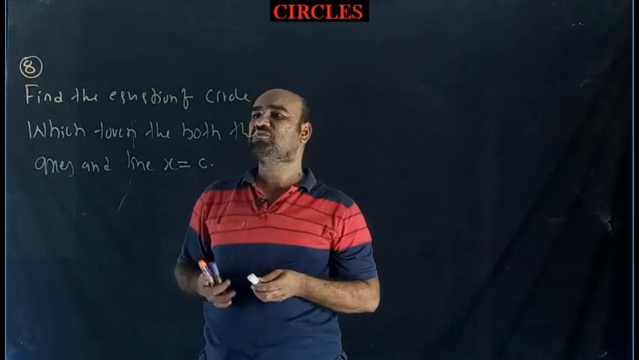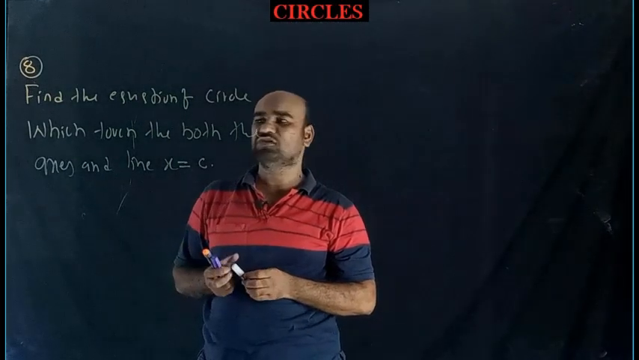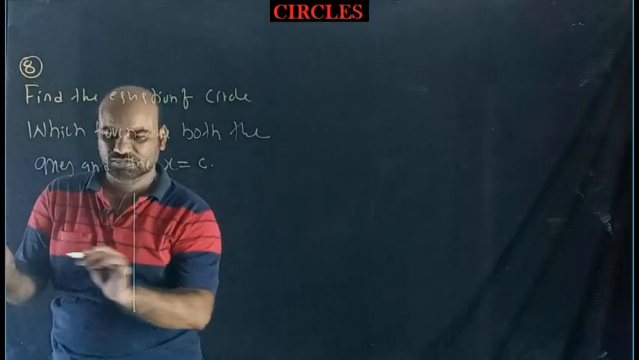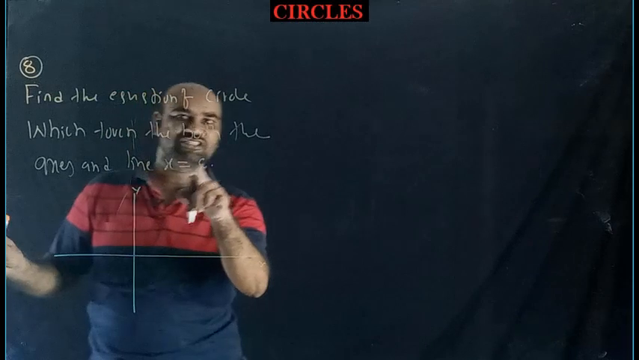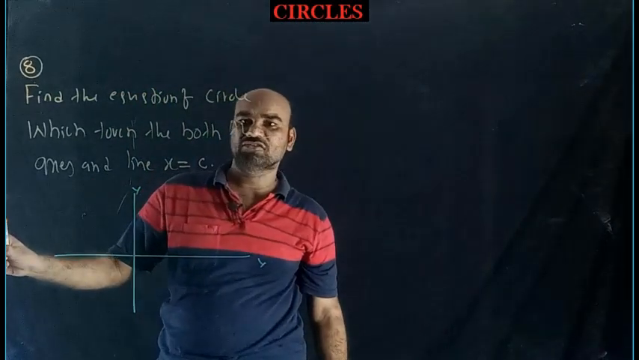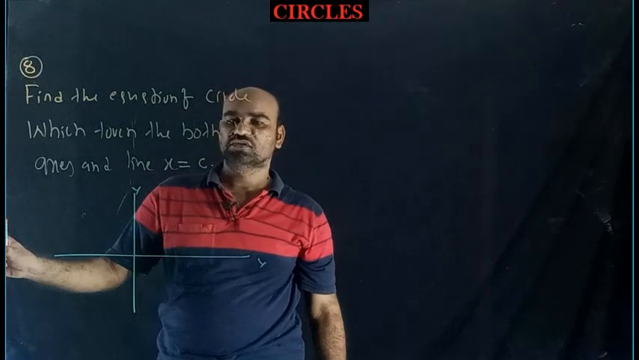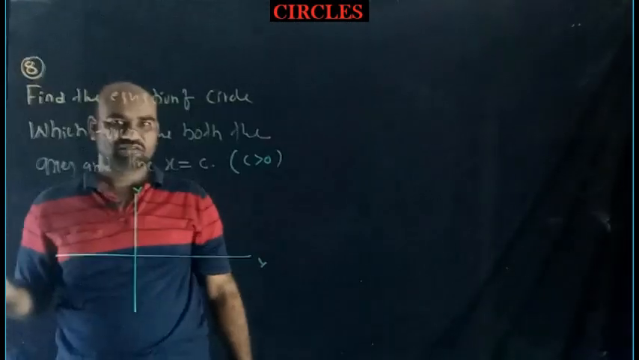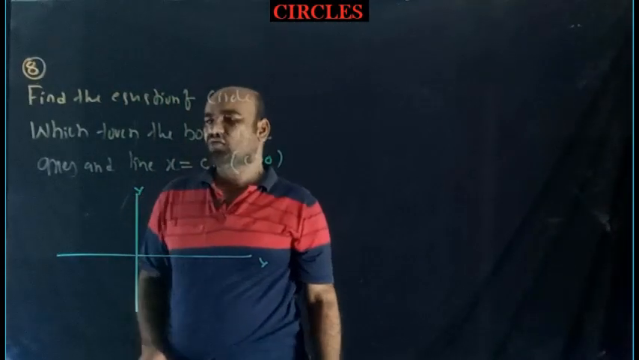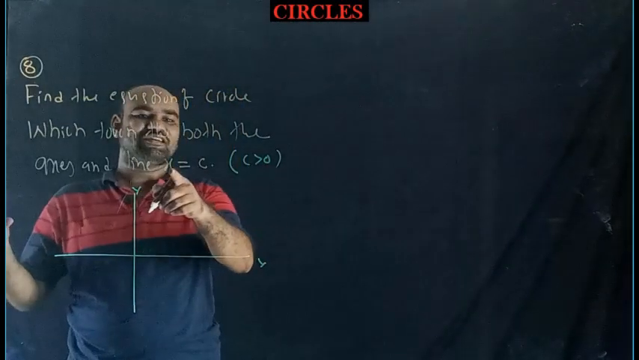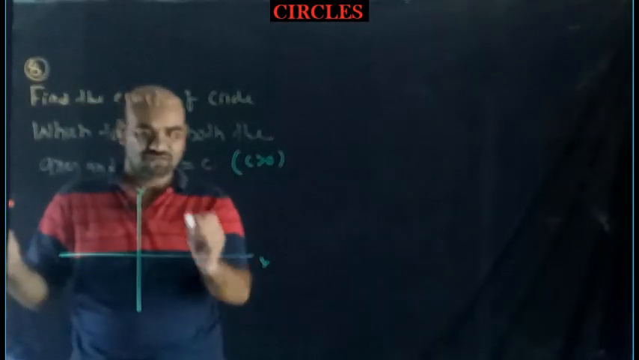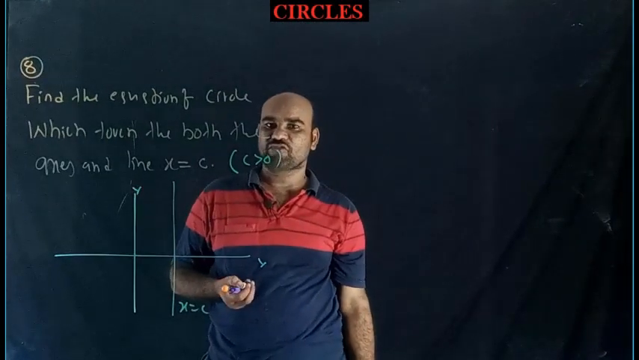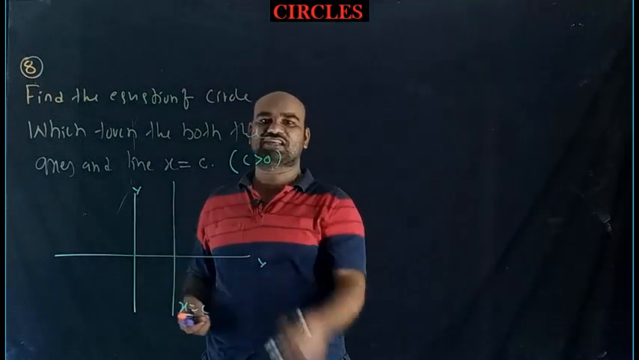Okay students, our 8th problem: find the equation of a circle which touches both the axes and the line x equal to c. I want to draw the rough sketch for this problem. This is the x axis, the y axis, and x equal to c is a straight line parallel to the y axis. Assume that c is greater than 0, otherwise we will get 4 circles again. So x equal to c is a straight line parallel to the y axis, c units from the y axis, on the right hand side because c is taken as greater than 0.